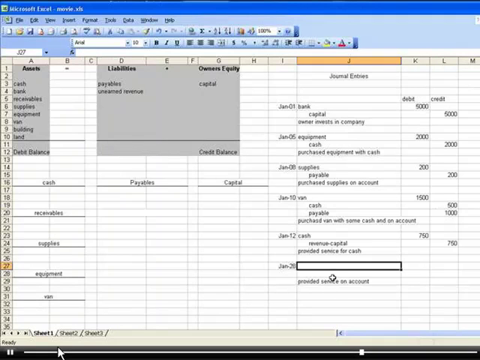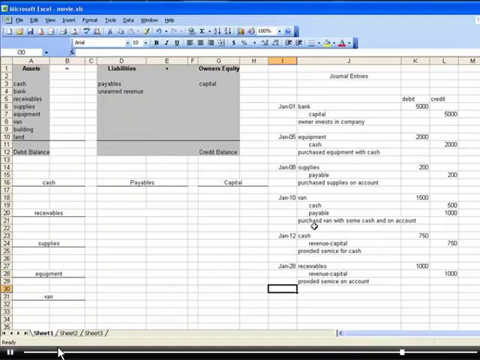Here we provided services on account, which means they haven't paid us yet, but they owe us. So receivables will go up. And again, we provided a service, so revenue will go up the equal amount.